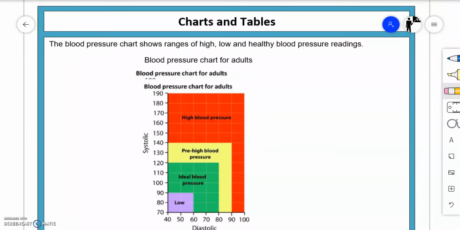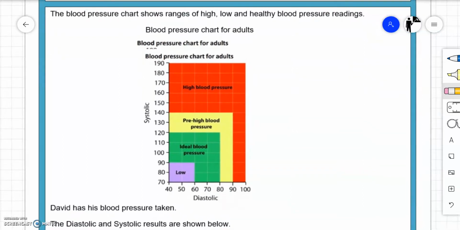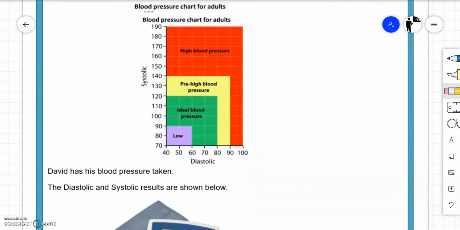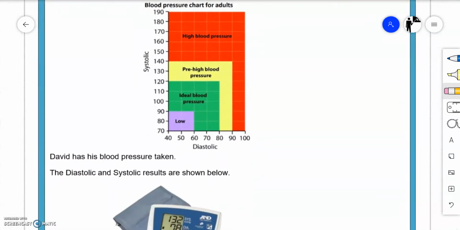In this video, we're going to have a look at how to interpret charts and tables at National 5 numeracy level. Got a couple of examples here to show how we're going to go about doing this. So the blood pressure chart shows ranges of high, low and healthy blood pressure readings. Here we've got this chart. There seems to be some sort of measure that is diastolic and systolic. And based on our diastolic, I'm not 100% sure how you pronounce that word, and a systolic region, that will place us into one of these four regions, and then we can see if we've got high, pre-high, ideal, or low blood pressure.